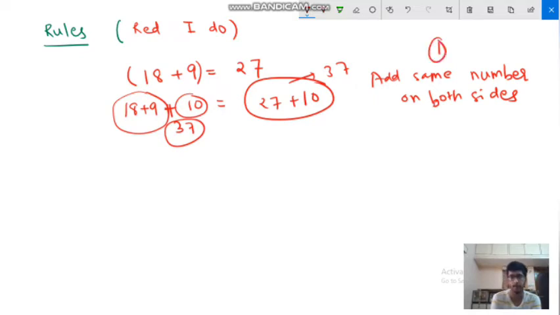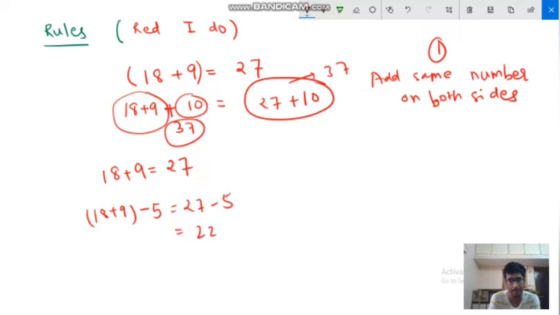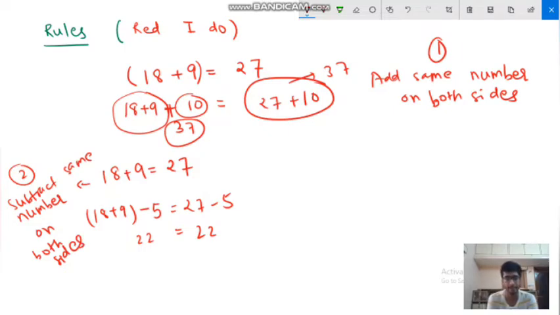Second rule, taking the same example. If you subtract the same number from both the sides, for example, if you are subtracting 5 from both the sides, you will get the same answer, 22, on both the sides. So this was the second rule. Subtract the same number on both sides and your equation remains the same.